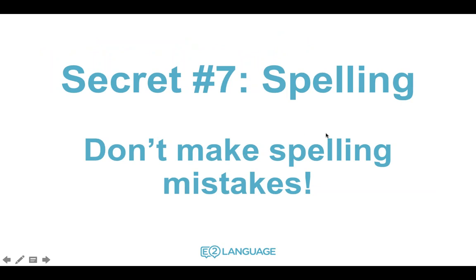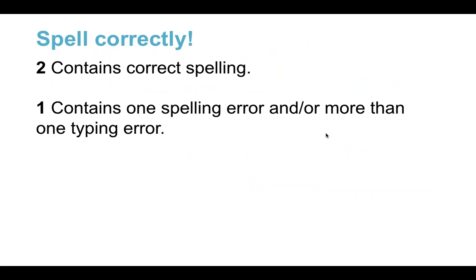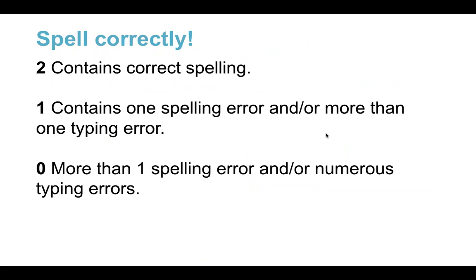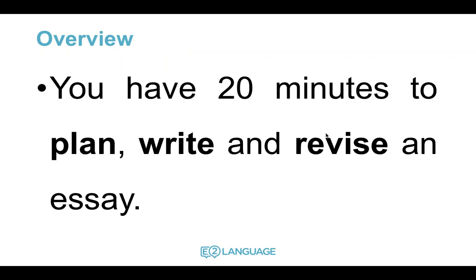Secret number 7 is about spelling. Don't make spelling mistakes. Spell words correctly. You get 2 points if you spell everything correctly. You get 1 point if you spell one thing wrong, and you get 0 points if you have more than one spelling error. Let's look again at the overview of what you have to do in the PTE Write essay.